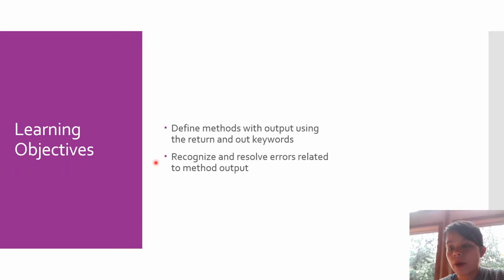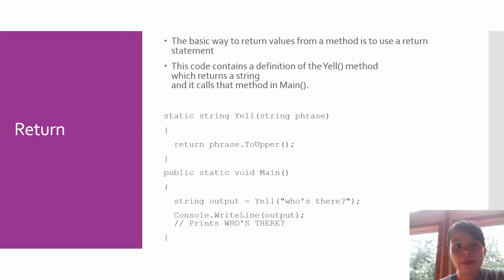So what are we trying to accomplish in this lesson? Well, we're trying to define methods with output using the return and out keywords. We want to recognize and resolve errors related to method output. So the basic way to return values from a method is to use a return statement.